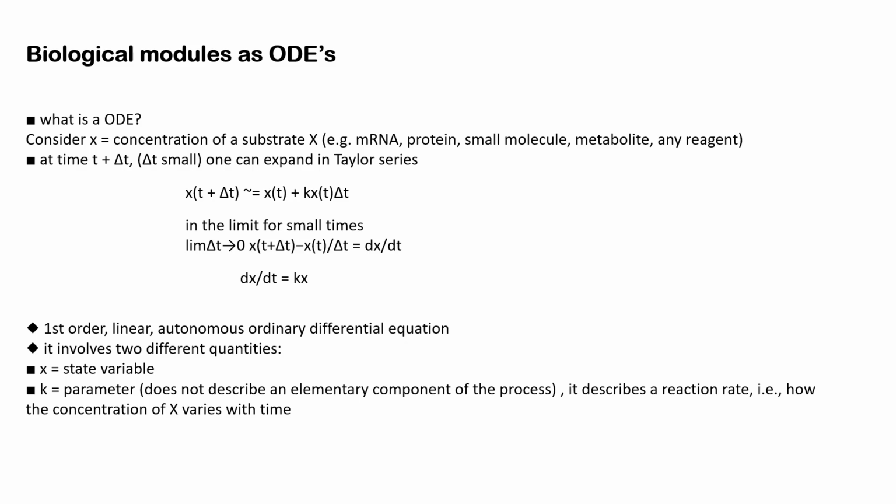In our cases, most of the time the parameters will describe the reaction rates, and we'll have some assumptions about those reaction rates, such as how they go into steady state. We'll come to that. K will tell you how the concentration of X varies with time. Depending on whether K is positive or negative, you'll attain a steady state in that particular way.